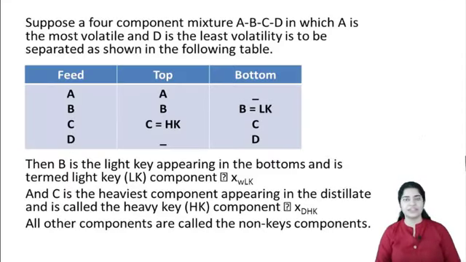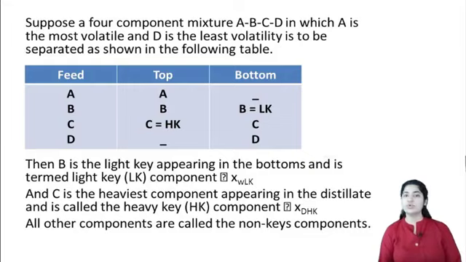Let's understand with an example. Suppose in your mixture you have 4 components, A, B, C and D. Here you can see that B and C are present in both top and bottom. So B and C are your key components. A and D are not key components because A is only present in the top whereas it is not present in the bottom. Similarly, D is only present in the bottom and not in the top. Here you can see that A is the most volatile because it is present in pure form in the top and not in the bottom.